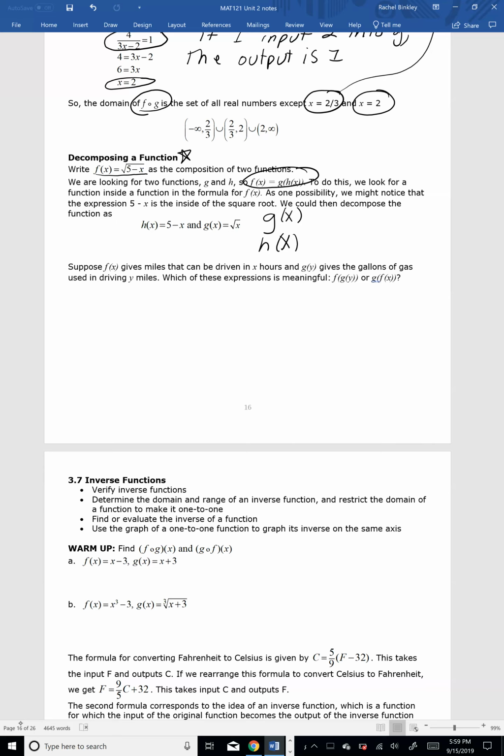But the h of x is what is going to be input into the g of x. So what they came up with is g of x is the square root of x, and h of x is 5 minus x, because if I do g of h of x, I will get the square root of h of x, which is just 5 minus x. Okay.